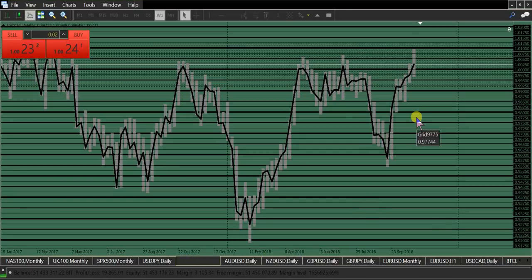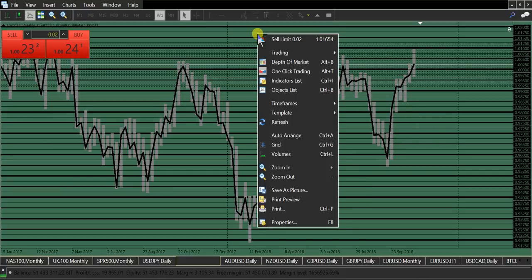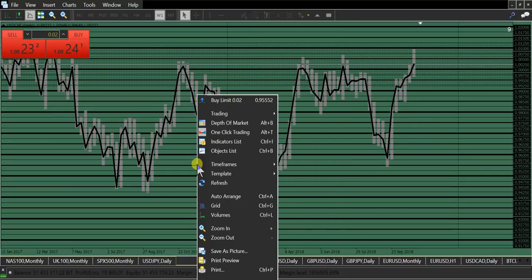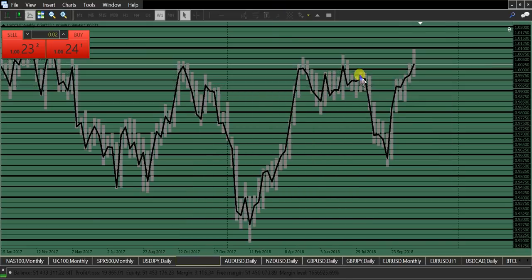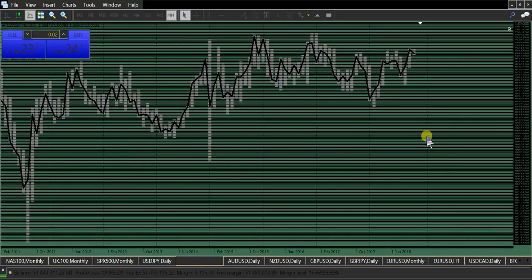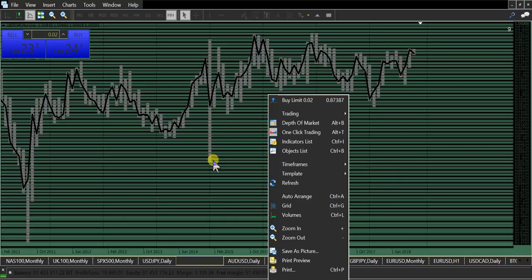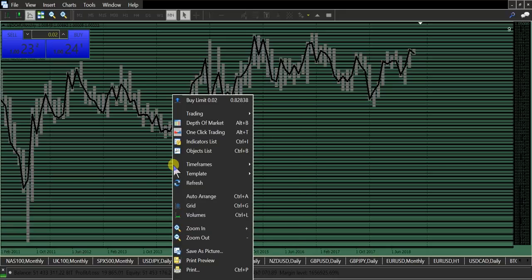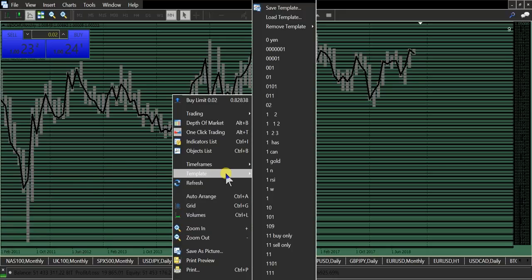Look at this. This is the Swiss franc. I'm going to load this template here. This is mind-blowing. Look at this thing cut up into that hole and rip back. It's just staggering. Look at that, right in the monthly. Closed up 2 months hard. This thing's just itching to go up. I just think it's hell-bent on going up.